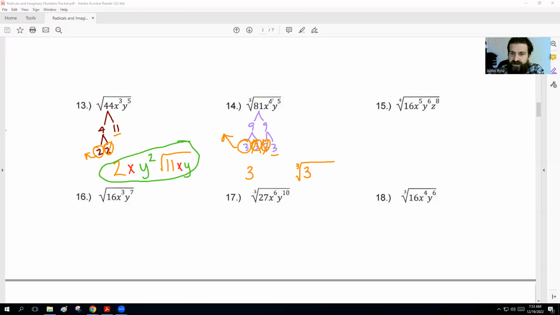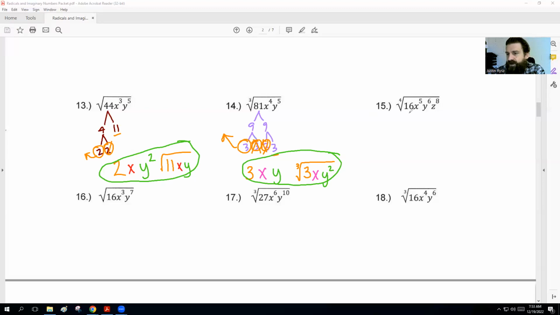All right, variable x to the 4th. That means 1 could break out with 1 remaining. And then the y to the 5th, that means 1 breaks out, but we'd have 2 remaining. So you think about inside of the radical as your remainders. Oh, look at that. They almost look very similar.